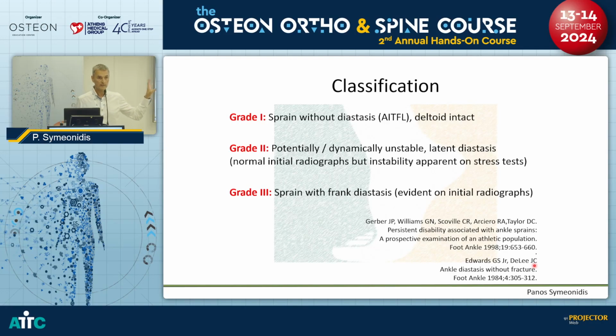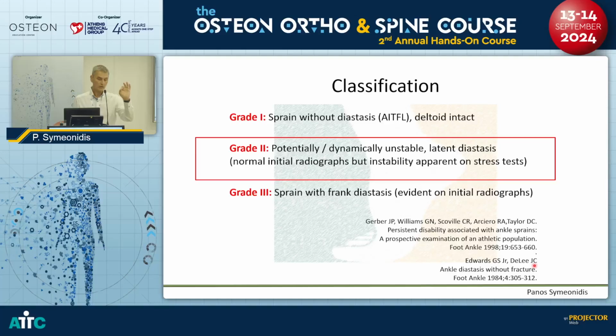The one and only classification I'm going to show in my presentation, grade 1, 2, and 3. Easy to remember. Grade 1, from the first, you don't have a true diastasis, just a sprain. In grade 3, you see the diastasis in the x-rays. The problem is the grade 2. What do we do with those? These are potentially unstable or dynamically unstable, and these are the ones that can cause problems. What do we do? Do we operate or do we go conservatively?